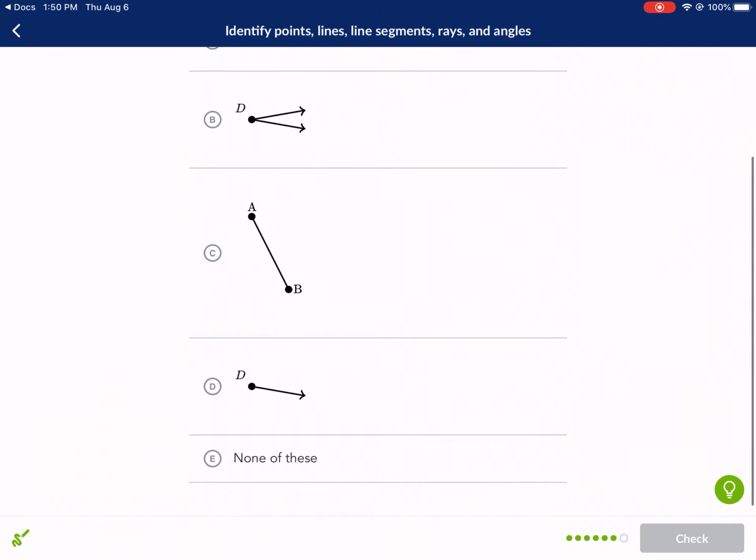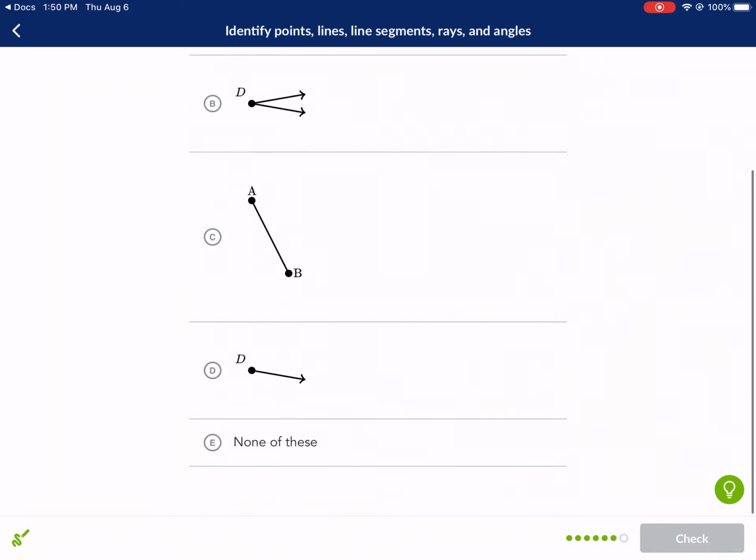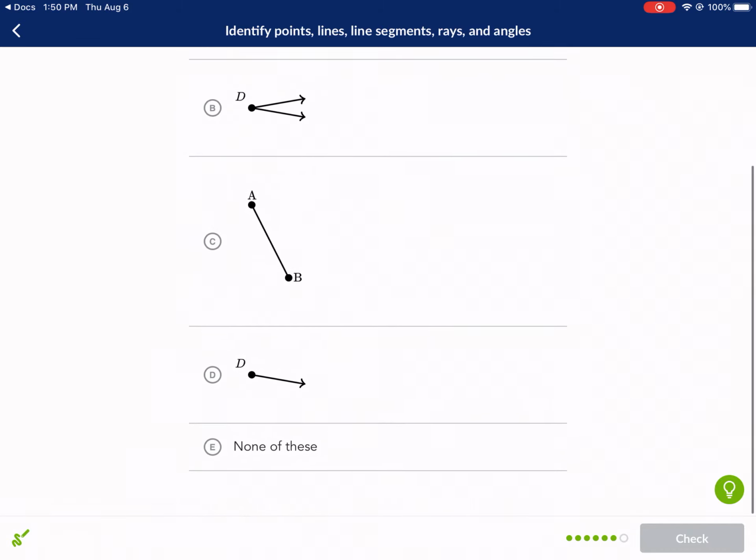Which of these is a line? Okay, it needs to continue on. Now, some of you might think, oh, D is a line because it goes infinitely in 2 directions. No, it needs to be one straight line. It can't have a change in direction. That makes it an angle. C is not because it's a segment. D is a ray, so none of these are a line.